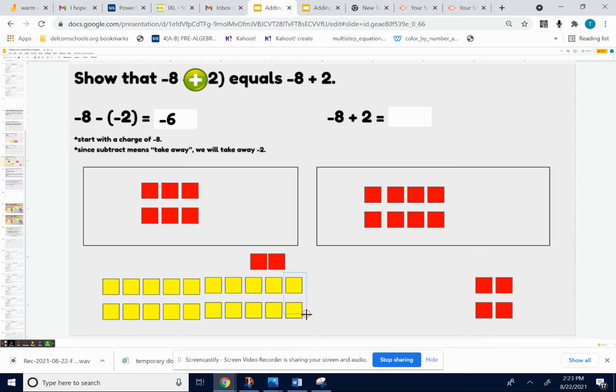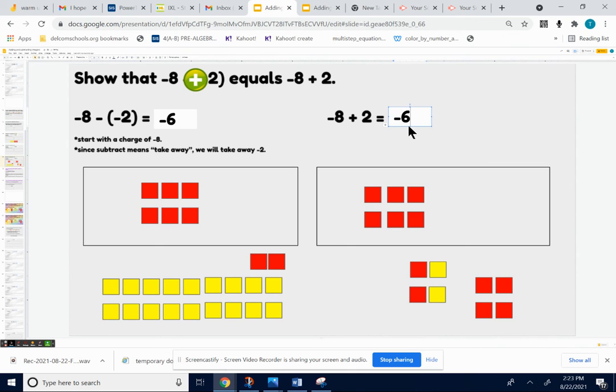So try to drag 2 yellows. Combine 8 reds with 2 yellows. That's what that means as an addition problem. So to find the charge of 8 negatives combined with 2 positives, remember that a positive and a negative cancel out. So those go out. And this positive and negative attract, and they go out. So we're left with a charge of -6.